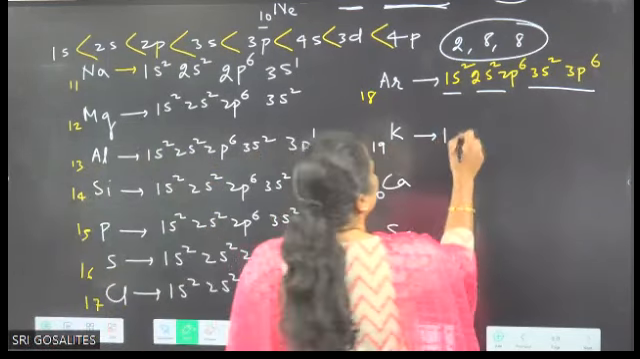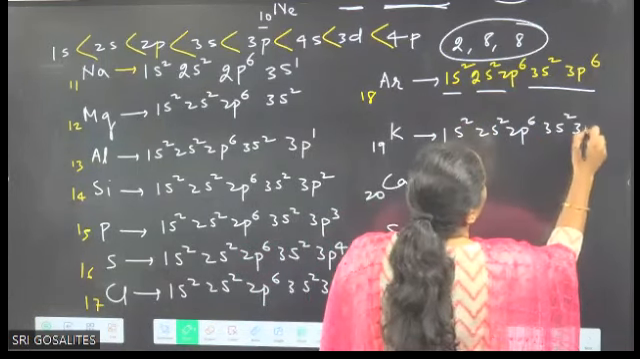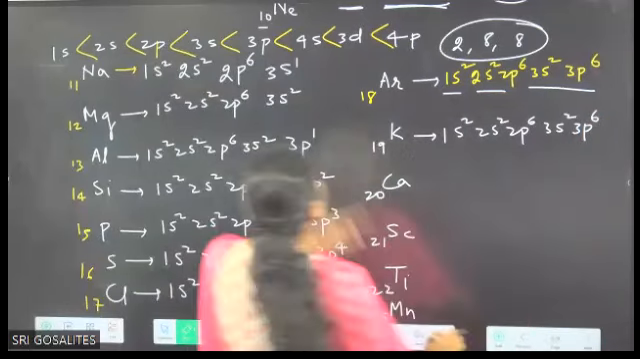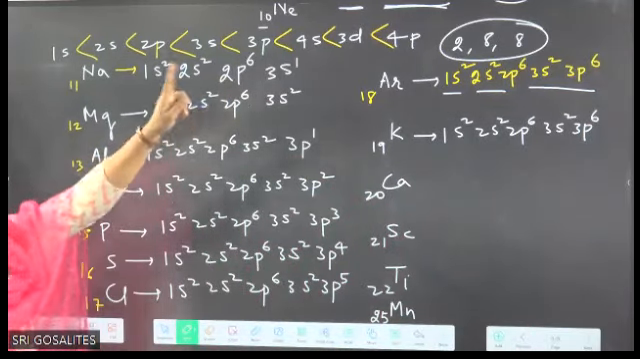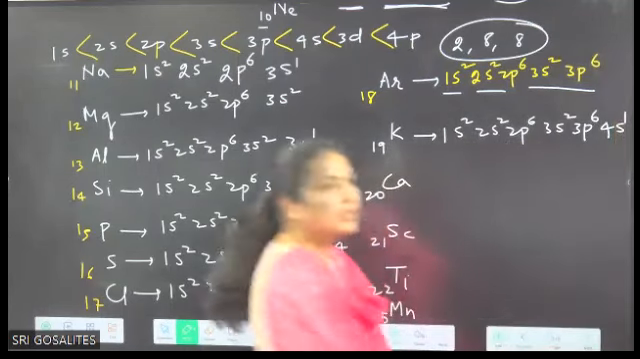Now, when it comes to potassium, it is 1s2, 2s2, 2p6, 3s2, then 3p6. 3p is full now. After that, where does the electron have to move? It has to move to 4s, 4s1. Are you able to see that?